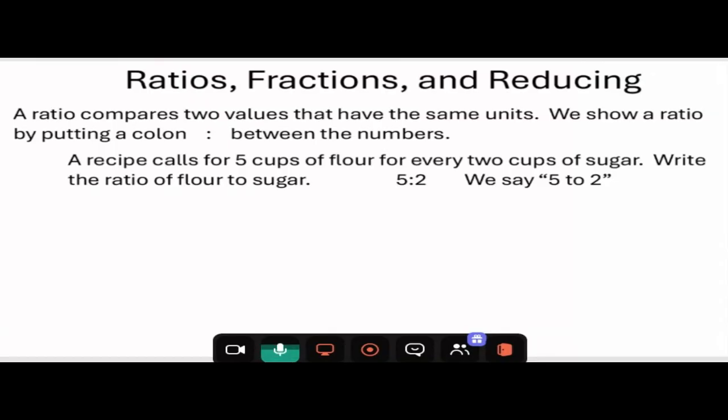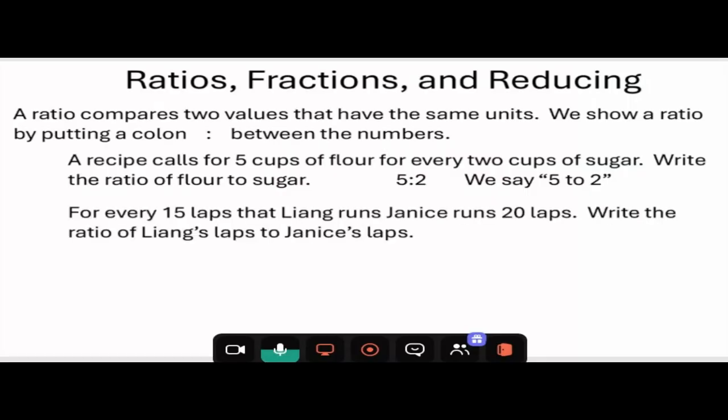So maybe the recipe itself says use 5 cups of flour and 2 cups of sugar, but you want to make a double batch or a triple batch or something like that, or a 2.5 times batch, then you can work with that ratio to figure out how much flour and sugar to use. Here's another one. For every 15 laps that Liang runs, Janice runs 20 laps. We're going to write the ratio of, this is running laps on the track, I'm assuming. So Liang's 15 to 20 for Janice's. So there's Liang's laps on the left and Janice's on the right, 15 to 20.